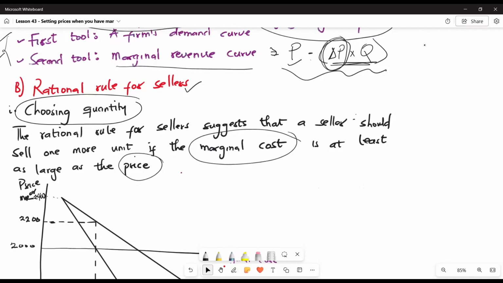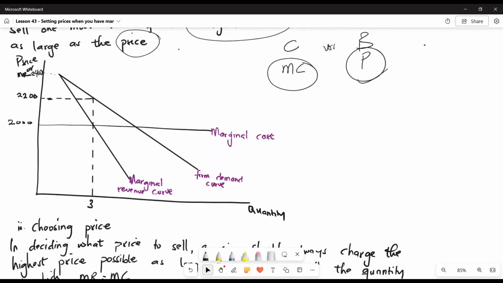So remember that when firms are making decisions, they are always looking at cost versus benefit. The benefit of selling an additional unit is the price that you get for that additional unit, and the cost of producing that additional unit is the marginal cost. So the rational rule for sellers suggests that firms should sell to the point where the marginal cost of producing that additional unit is equal to the price that they get from selling that unit. What this means is that sellers should only sell an additional unit if doing so will boost the revenue by at least as much as it boosts your cost.